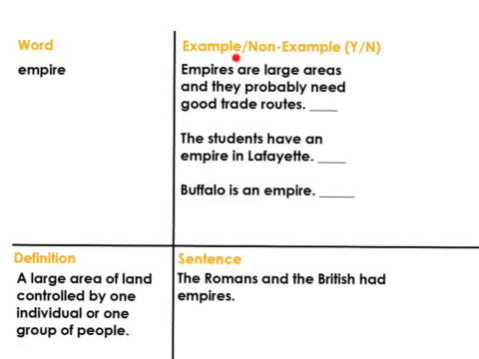Next, let's do example, non-example. Empires are large areas, and they probably need good trade routes. To be a large land controlled by one individual, do you need to have good trade routes? The answer would be yes, you definitely do.